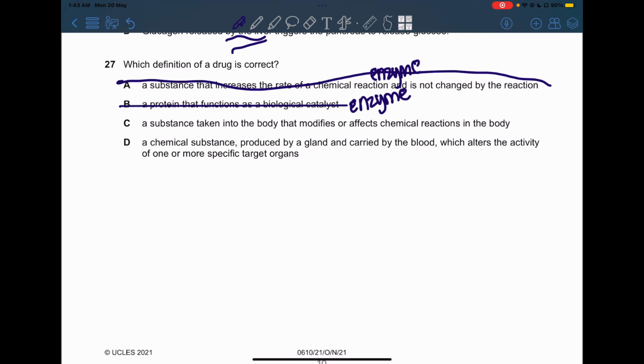A substance taken into the body that modifies or affects chemical reactions in the body. Well, yes, this is the definition of a drug. If we check the syllabus, this is exactly what's written. So our answer will be C. D is not going to work because this is the definition of a hormone, not a drug.